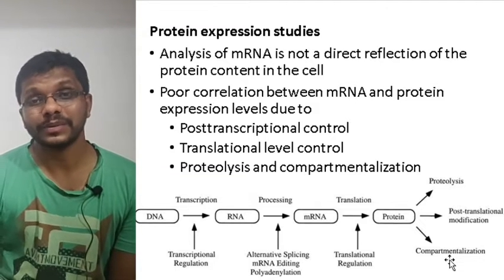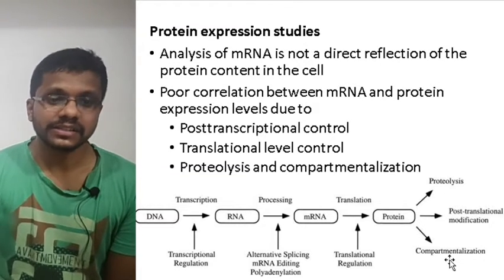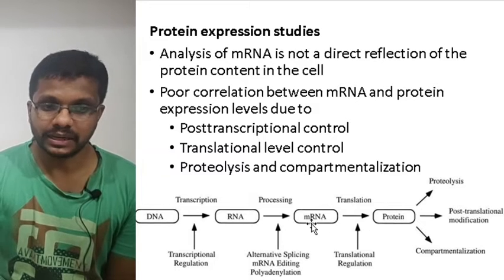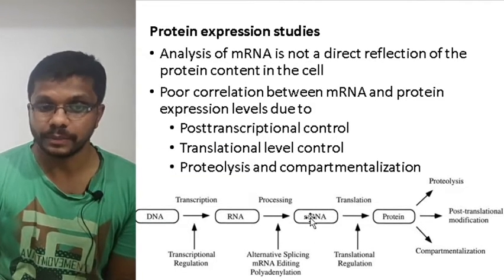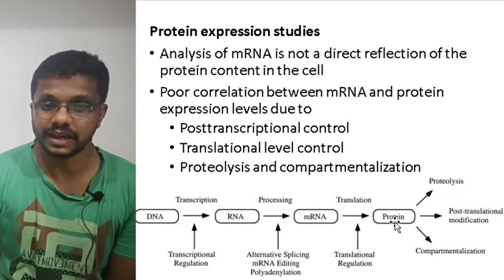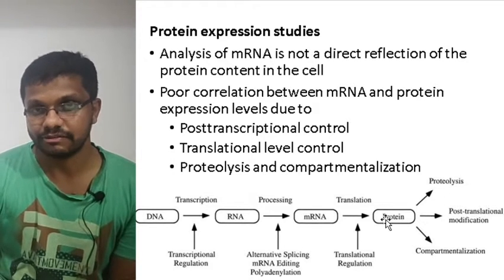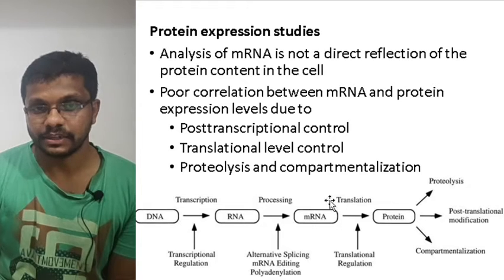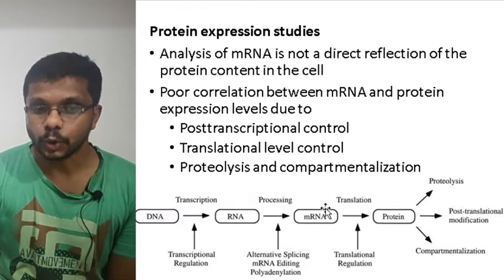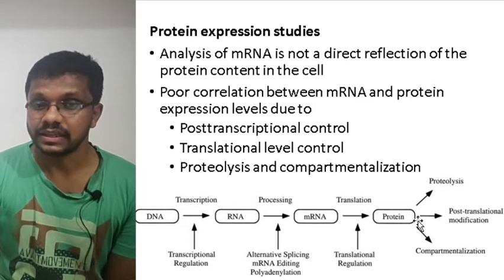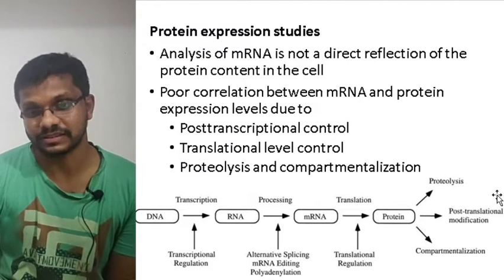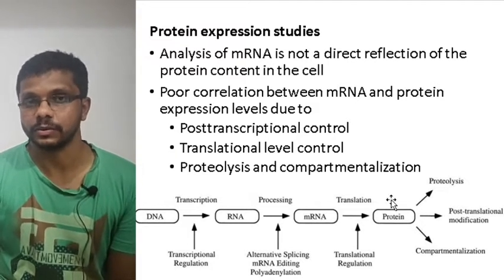So, how much of the proteins are expressed? Sometimes people quantify the mRNA and want to make a correlation between the mRNA levels and the protein levels, but that doesn't really work. The levels of mRNA in a particular type of cell do not correlate with the protein levels, because there is translation regulation and there are also post-translational regulations which control the protein levels.